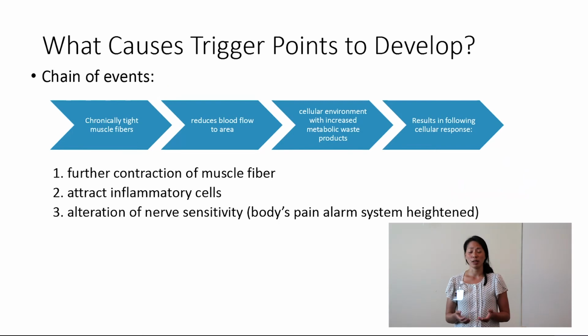It can attract inflammatory cells, which can make that area very irritable and sensitive to touch. Over time, the way that muscles and nerves communicate can be altered, and this can actually amplify the sensitivity of pain in the body and bring about a chain reaction of nerves becoming more sensitive and on guard.